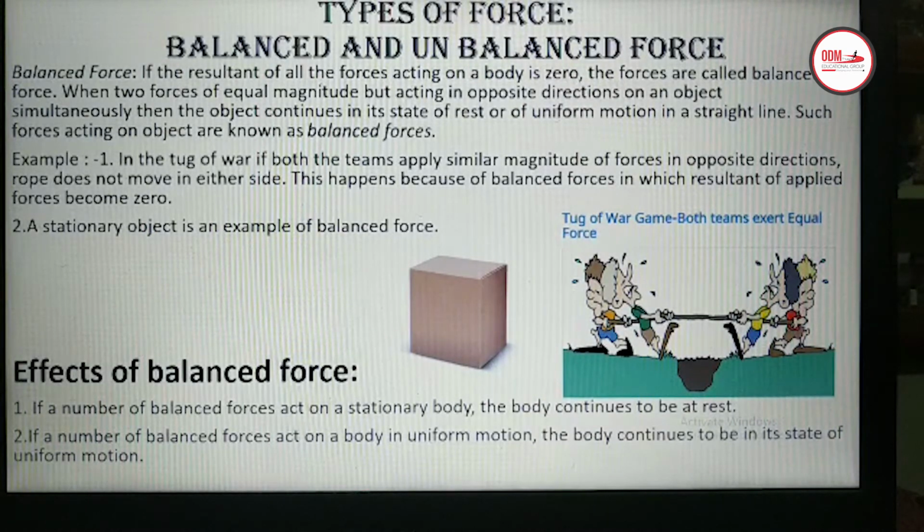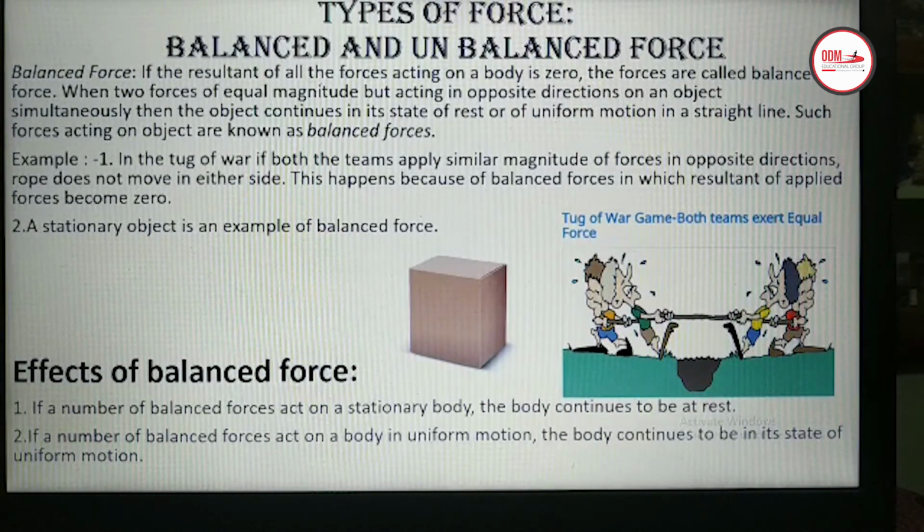If a number of balanced forces act on a stationary body, the body continues to be at rest. Why? Because the resultant force is zero. That means the forces will act equal in magnitude but opposite in direction. If a number of balanced forces act on a body in uniform motion, the body continues to be in the state of uniform motion. That means if you apply some balanced force, and due to that force the object is moving, it will continue to move in a uniform motion. I hope it is clear to all. Then we will go to the next part.